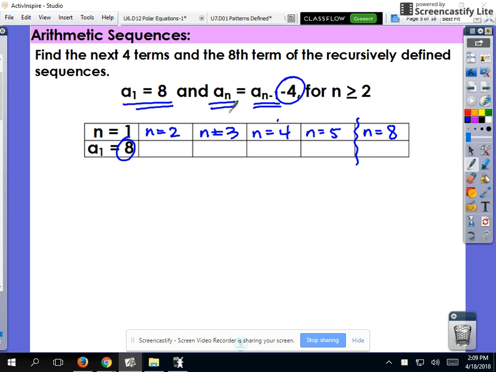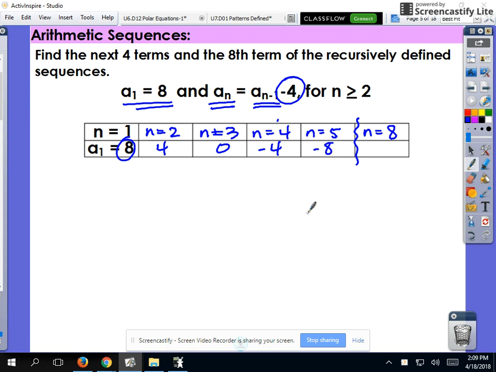So we really just can have that in our brain and think through how that would work. For 8, if we subtract 4, we get 4. For 4, we subtract 4, we get 0. For 0, we subtract 4, we get negative 4. For negative 4, we subtract 4, and we get negative 8.